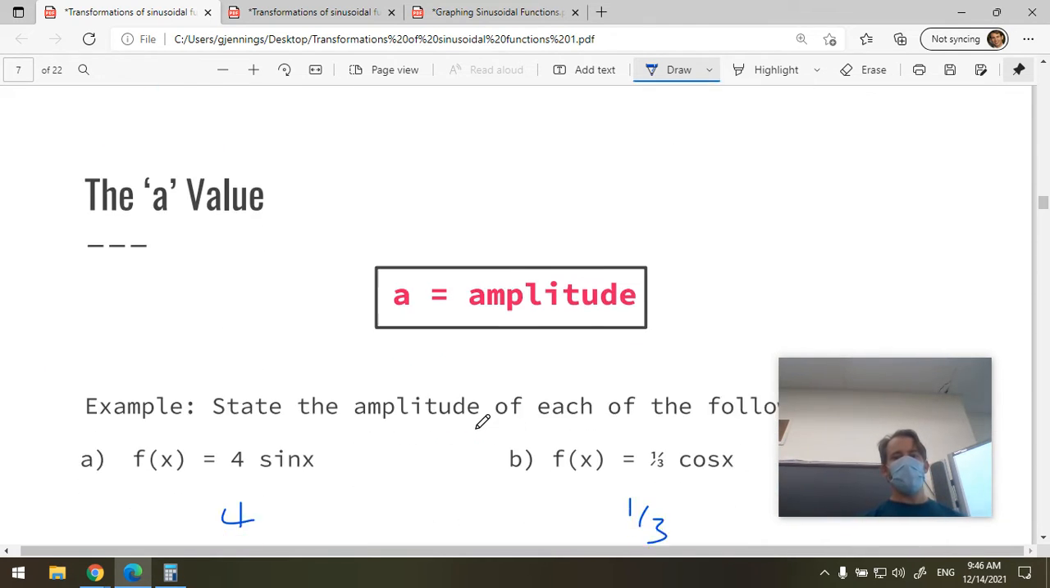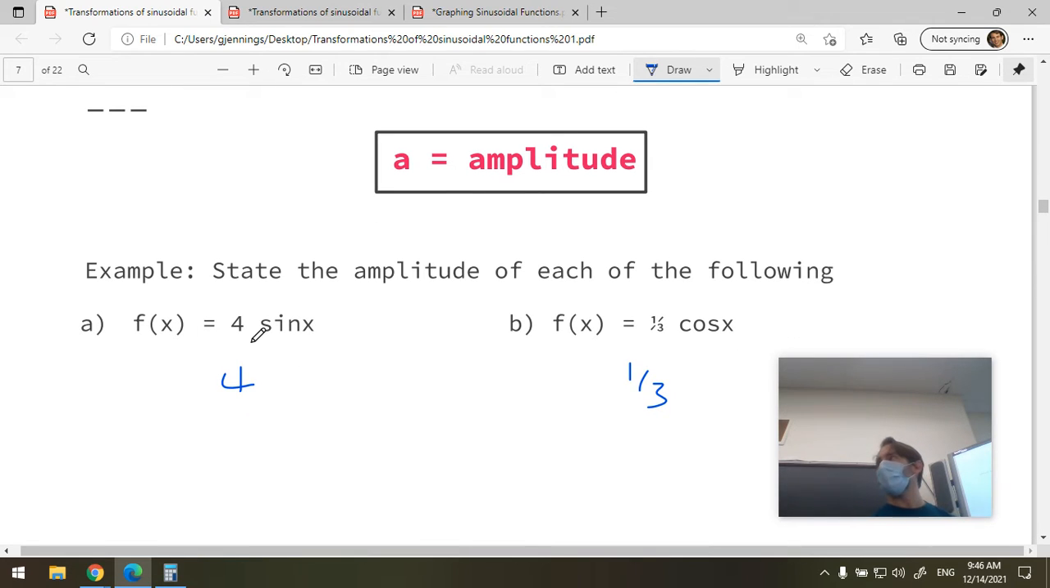Okay. So then we looked at some questions like, if I told you that f of x is equal to 4 multiplied by sine x, what's the amplitude of that? You just read it. It's just the A value. It's just 4.